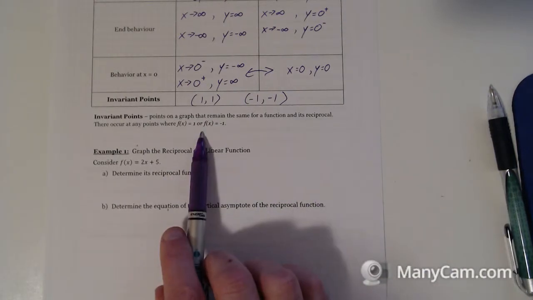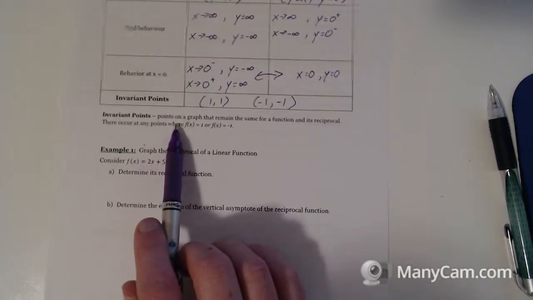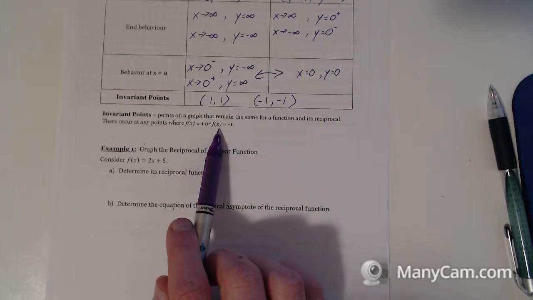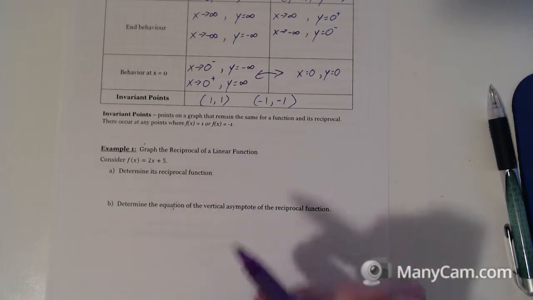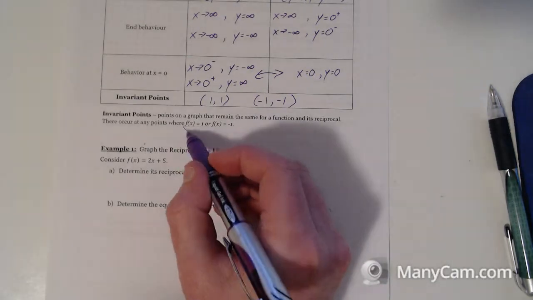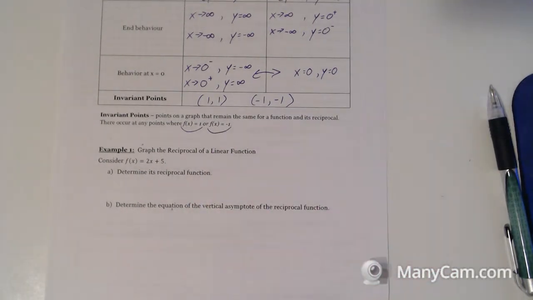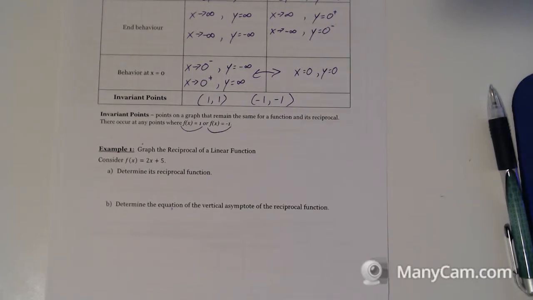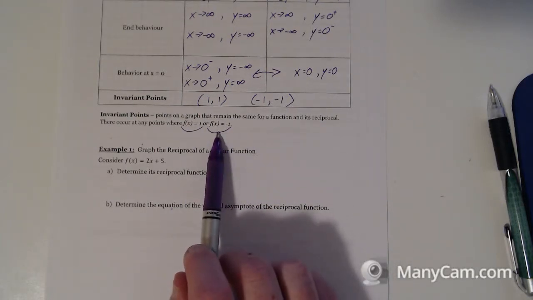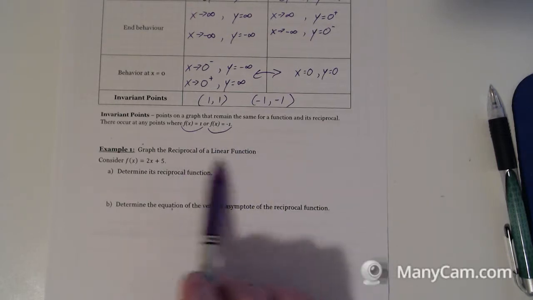Yeah. They occur at any point where f of x equals 1 or f of x equals -1. Actually, it's a little bit different. Whenever your original function equals 1 or whenever your original function equals -1, then when you flip it upside down, it shouldn't actually change the values. It should actually stay the same. So that's actually not the green line that creates invariant points. It's actually these two. It's a vertical line at 1 and a vertical line at -1.